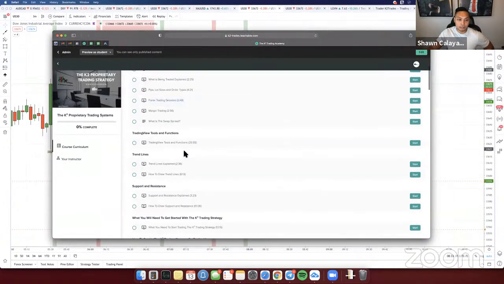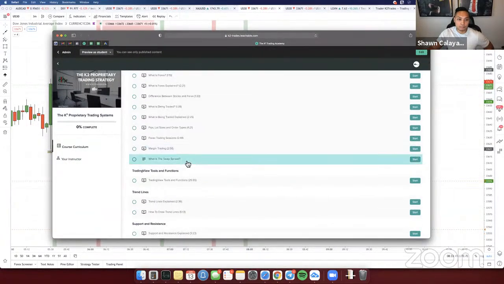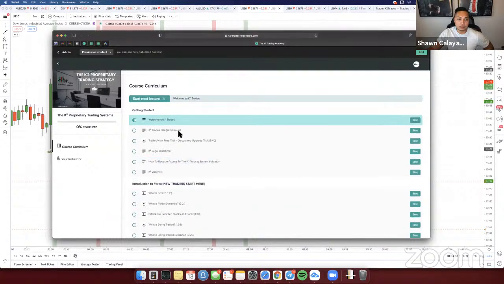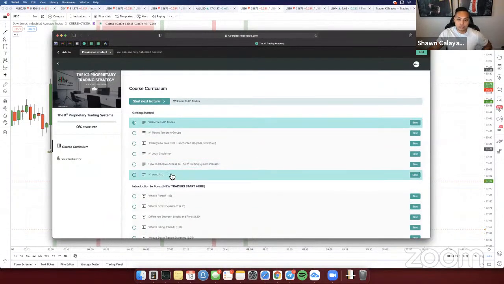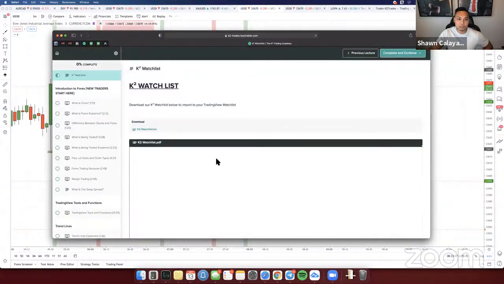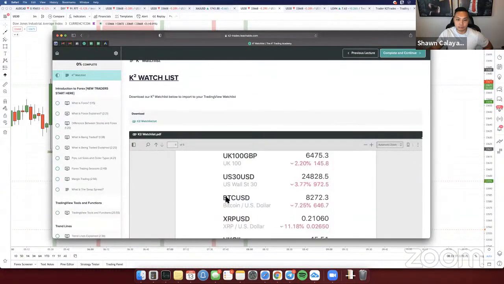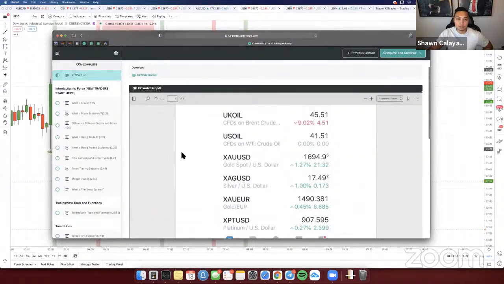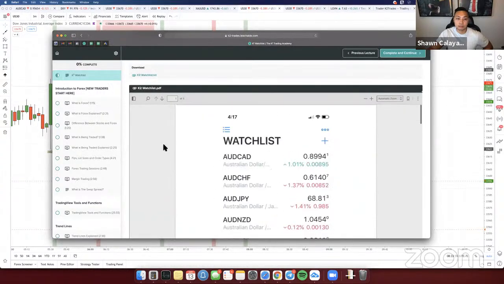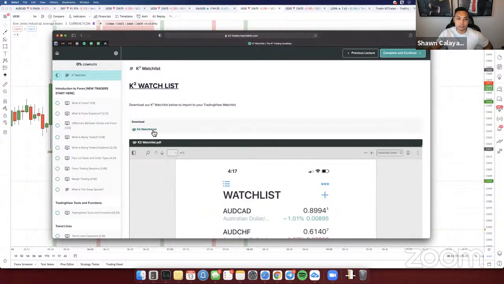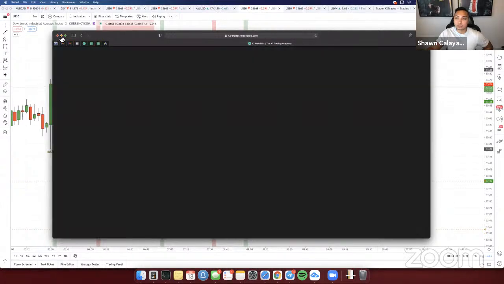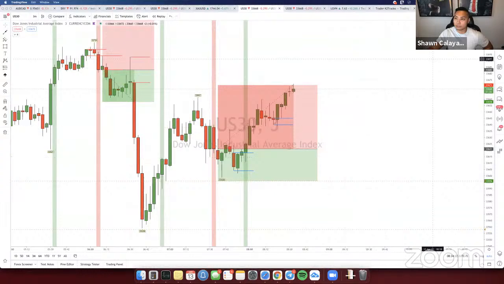Anyways, going over here, Lloyd, this is where the watch list would be. If you go over to the K² website, just go to K² watch list. When you click on that, you can download my watch list right here. It has the pictures of what's on the list. If you just want to download it, you can download it right over here. Just click on watch list and it'll download to your computer. And then you can upload it to your TradingView right over here.